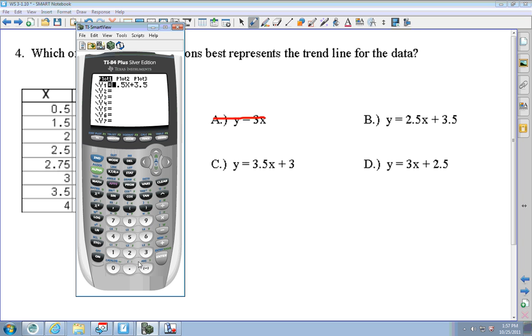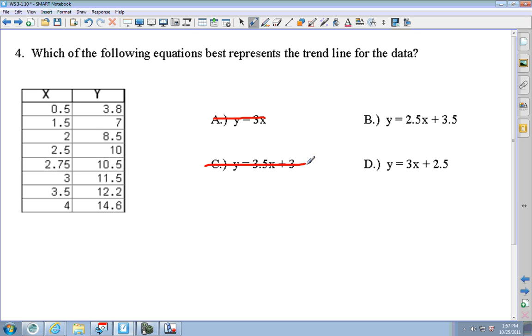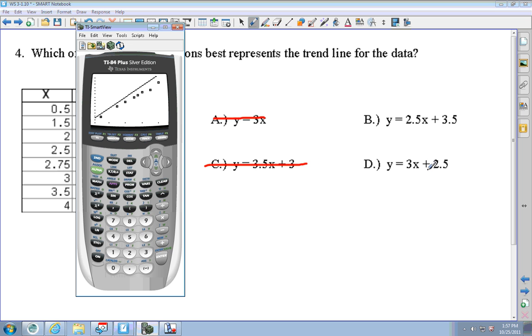Let's try C. We can't eliminate B yet, so let's try these other ones. 3.5x plus 3. And graph. No, this one's too high. It's up above it. So this one doesn't work. Well, let's try letter D. I have 3x plus 2.5. Press graph. Ooh, that one looks really good. I'm going to go with D.